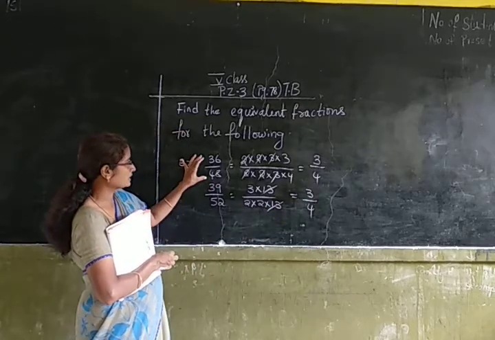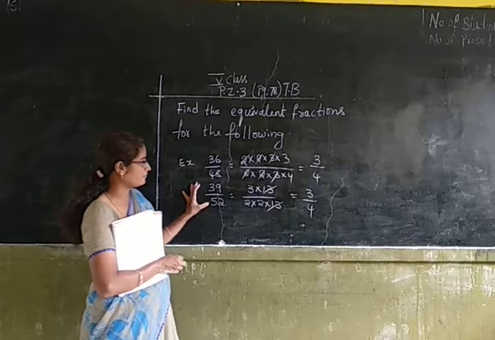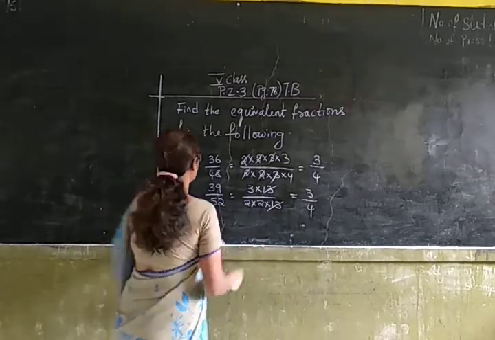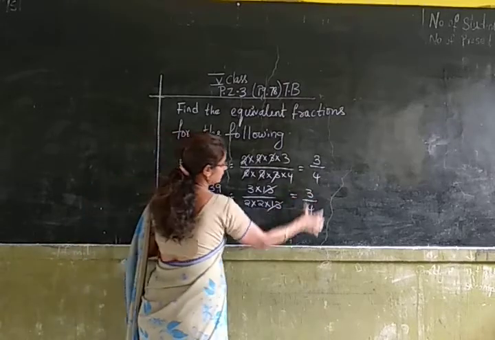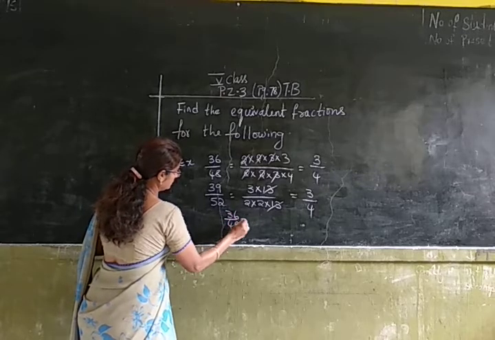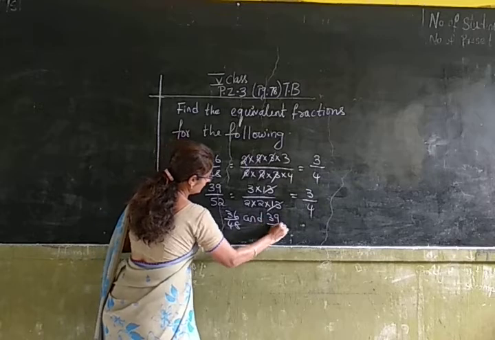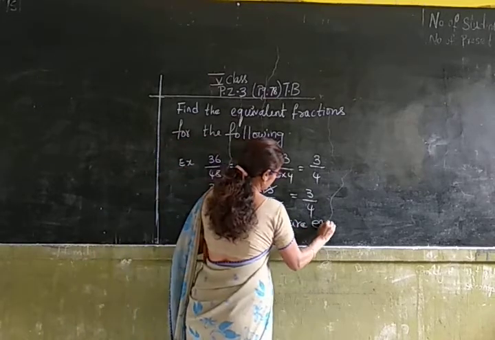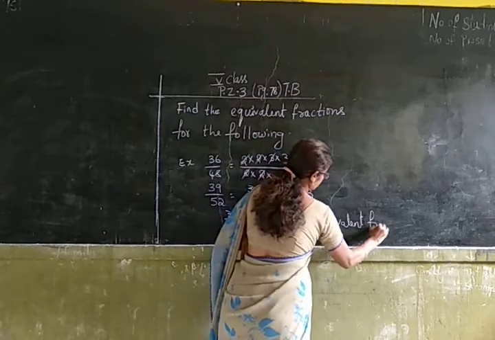The lowest form of 36 by 48 is 3 by 4. Similarly, the lowest form of 39 by 52 is also 3 by 4. So these two are equivalent fractions. Since both these fractions are representing the same value, they are called equivalent fractions.